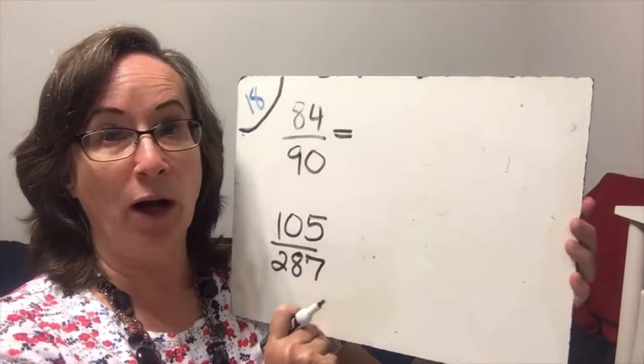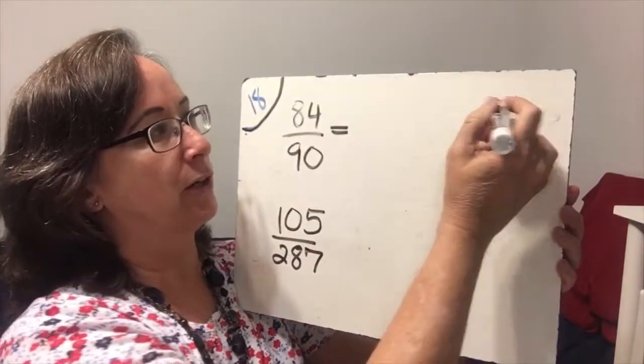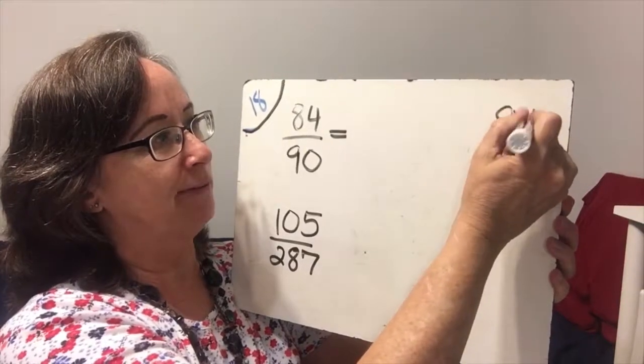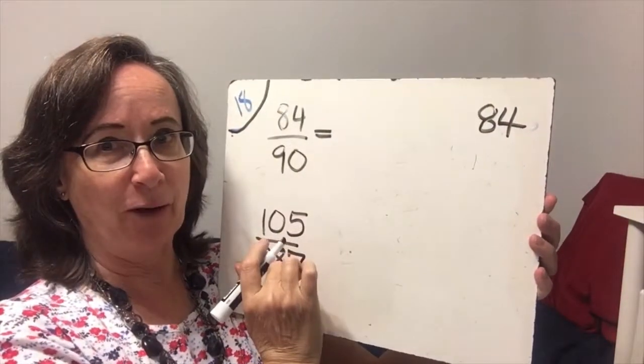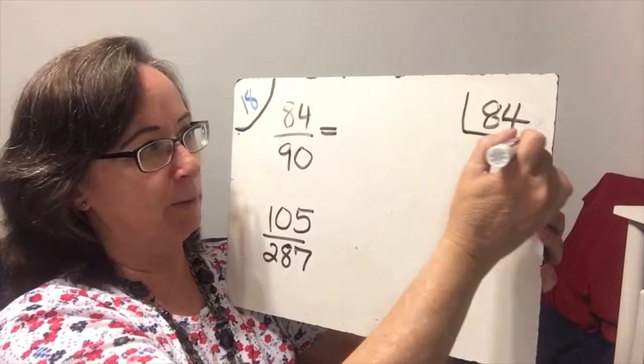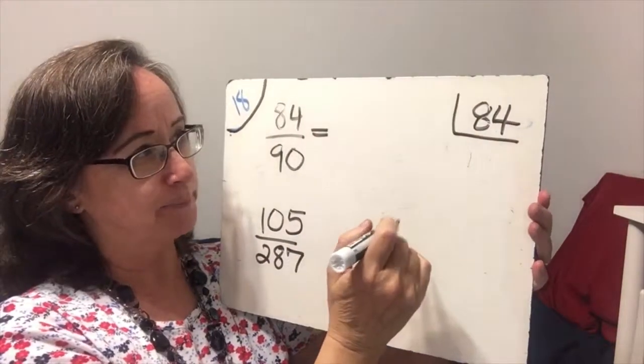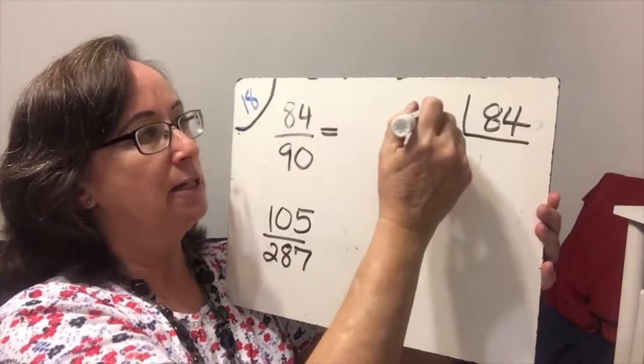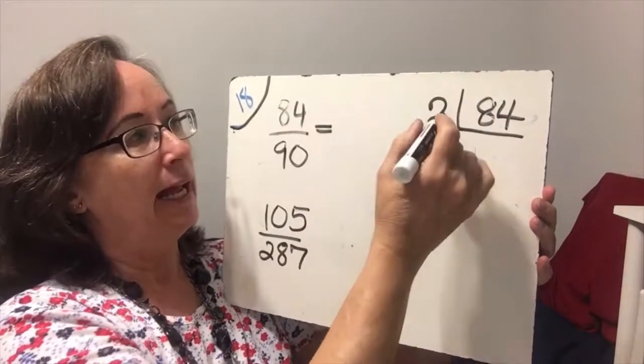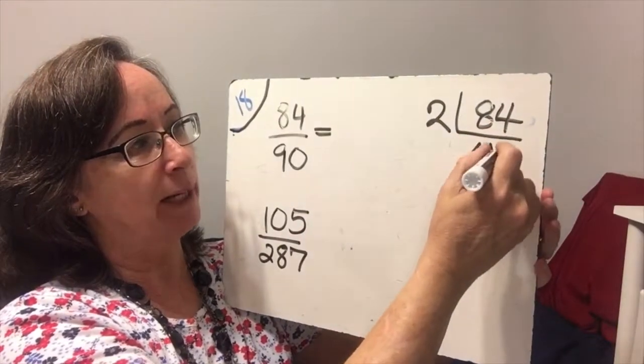Okay, so I'm going to do all the work on this board and then transfer it over. So hopefully you went off and did it and have figured out what this one is already. But we're going to put 84 up here. 84 is even, so we're going to divide by 2. And 2 into 84 is going to give me 42.